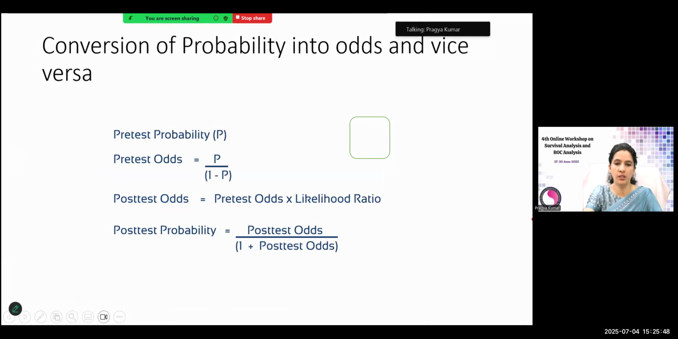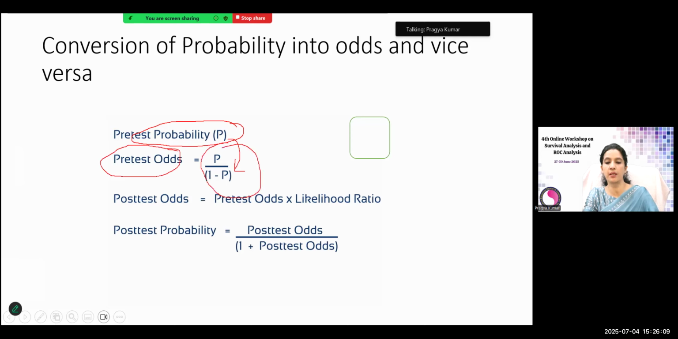First you have got the pre-test probability. So what is a pre-test probability? It is the clinical judgment, or for example anemia, I said like if it is 0.7. So that is your pre-test probability. Through pre-test probability, the software calculates the pre-test odds. So pre-test odds is calculated based on this formula, P by 1 minus P. And then we calculate the post-test odds.